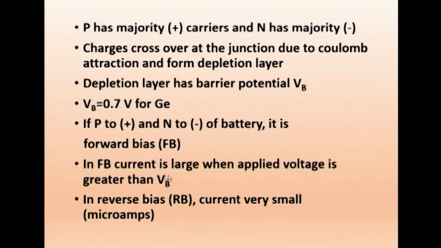In forward bias, the current is large when the applied voltage is greater than V_B. In reverse bias, the current is very small. In reverse bias, it will be in microamps. It will be very small. Why is it small? Because only the minority carriers produce the current. So already we stated in the depletion region, we have got minus in the positive region, that is called minority.